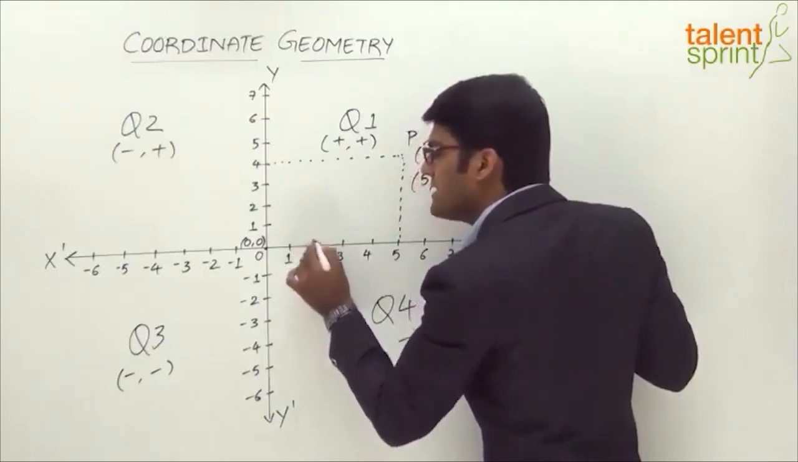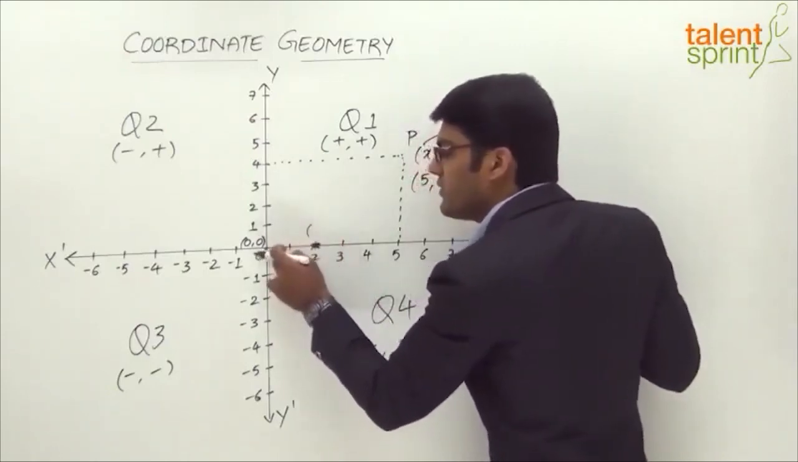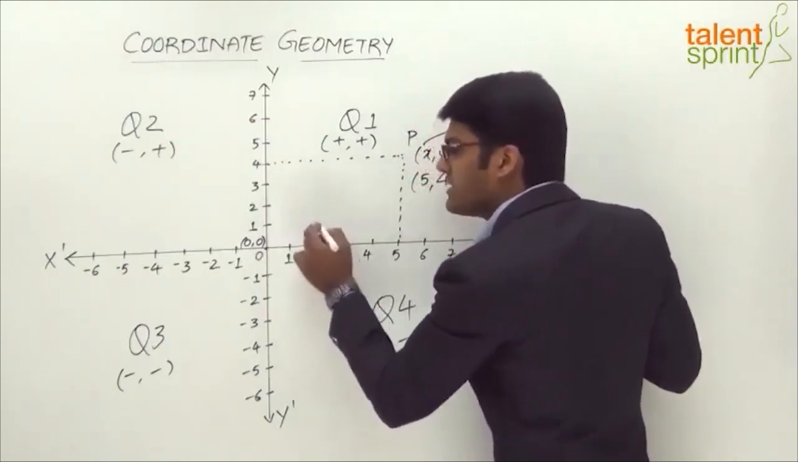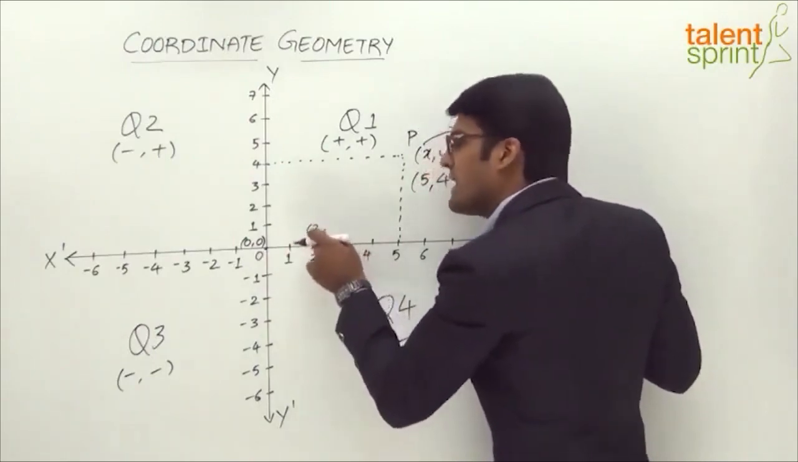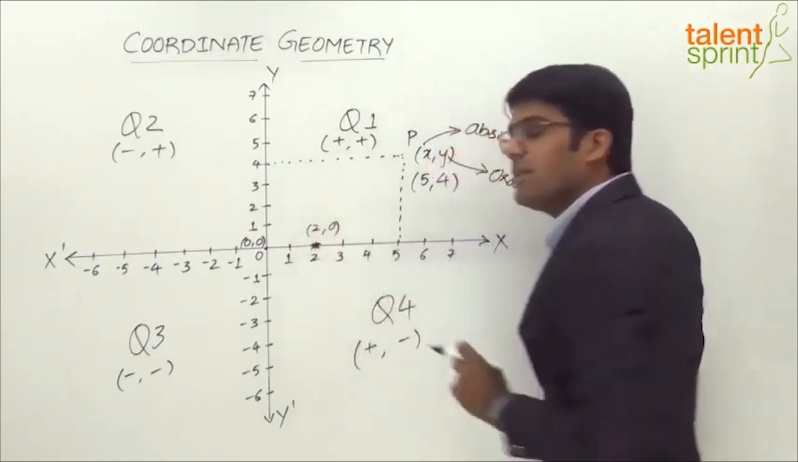Likewise, let's say if you have to talk about this point, right? Here is a point. What do we see? That this point is at a distance of 2 units from y-axis, which is the horizontal distance, and at a distance of 0 units from x-axis. It falls on x-axis, so the ordinate will be equal to 0.